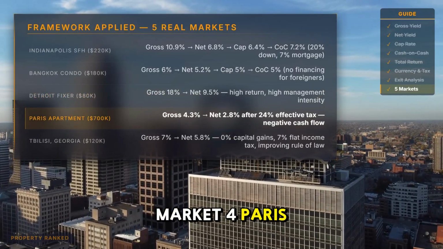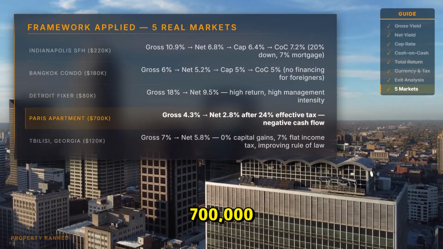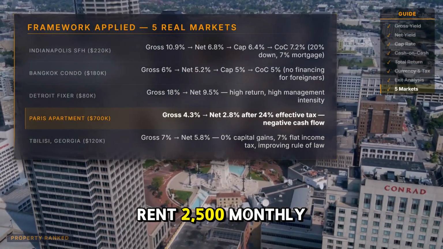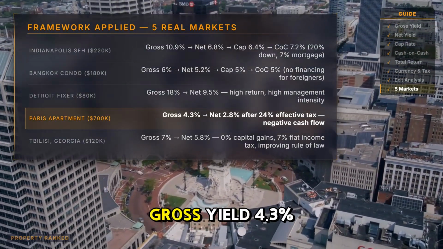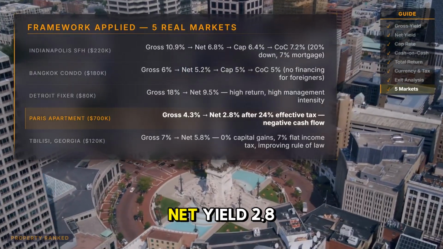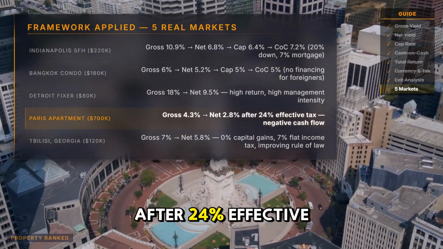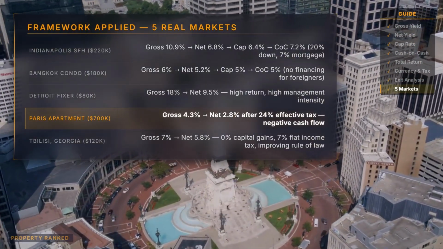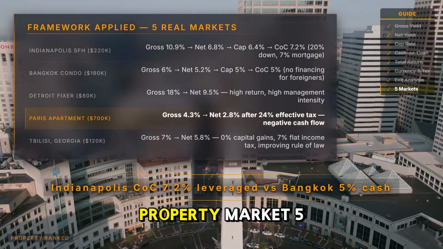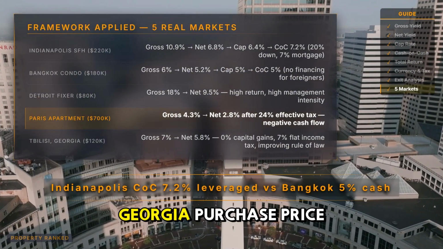Market 4, Paris apartment. Purchase price $700,000, rent $2,500 monthly. Gross yield 4.3%. Net yield 2.8% after 24% effective tax rate. Negative cash flow property.